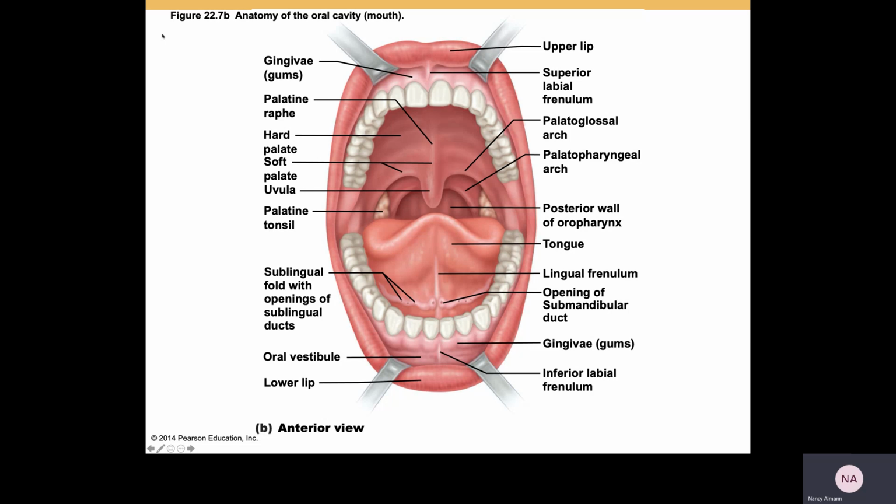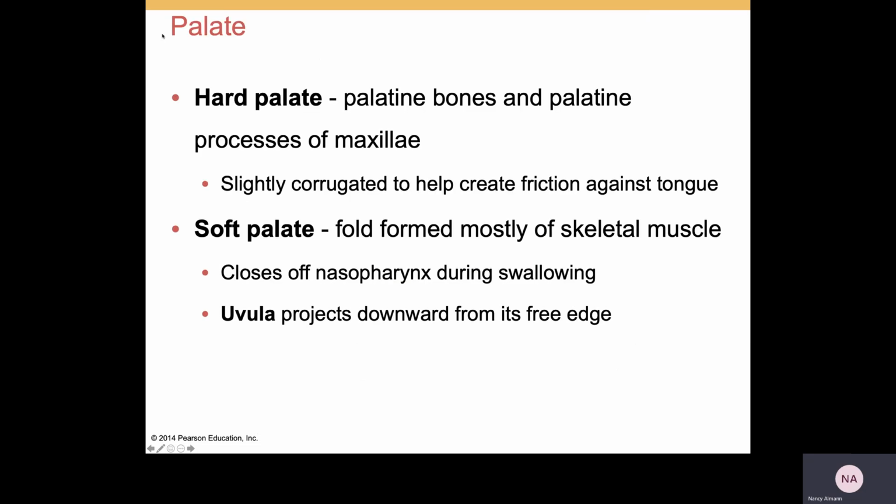There you are. That's what it looks like. We're going to talk about the hard palate, the soft palate, the uvula. We've already mentioned the tonsils when we talked about the immune system and the lymphatic system. And we'll talk a little bit more about the tongue, and we'll mention a few of these other structures. Hard palate: palatine bones, palatine process of the maxilla. It is slightly corrugated, and that will help create friction with the tongue.